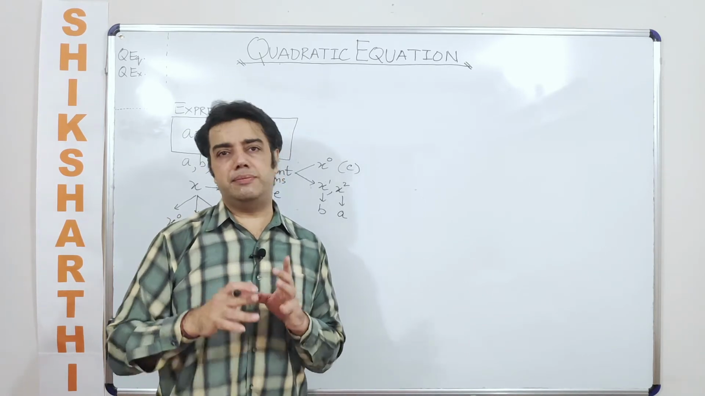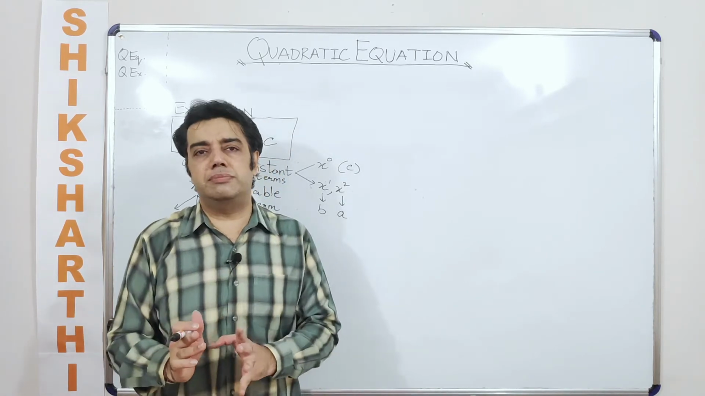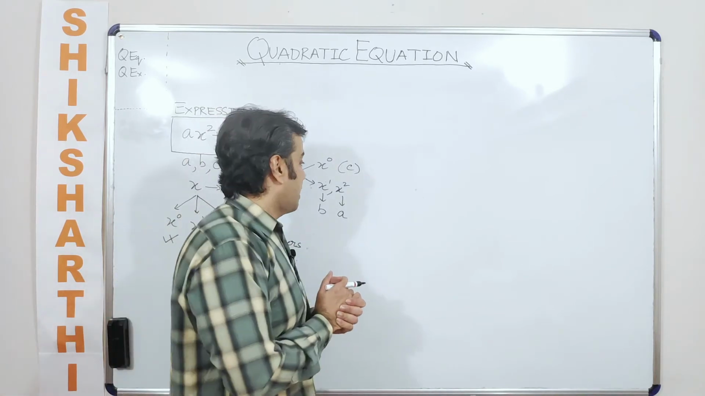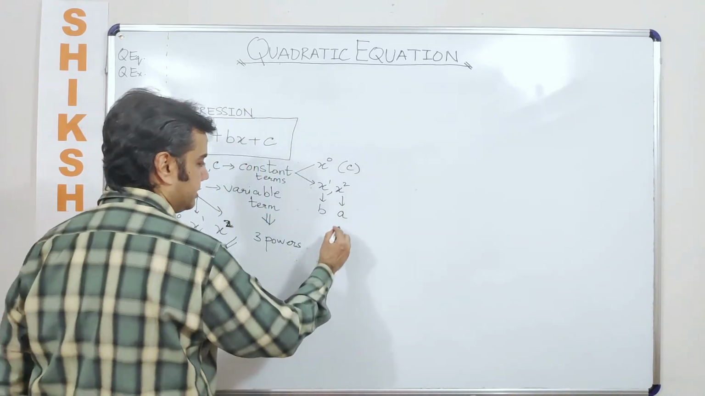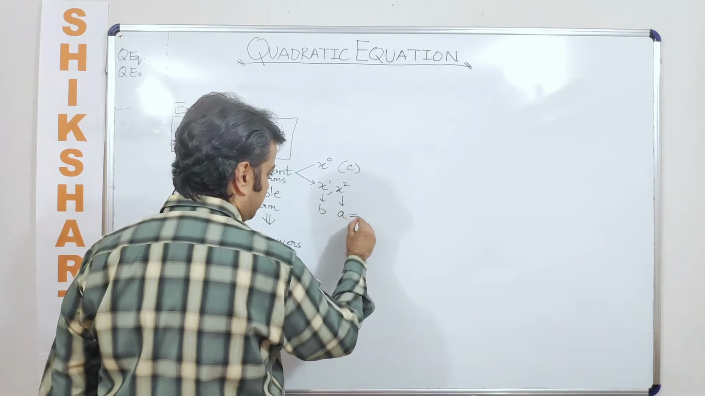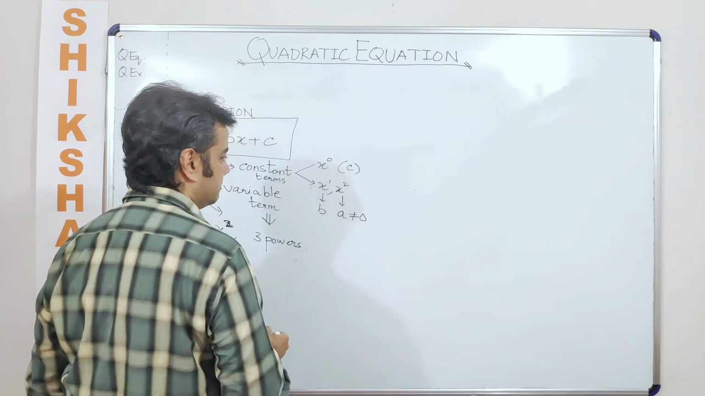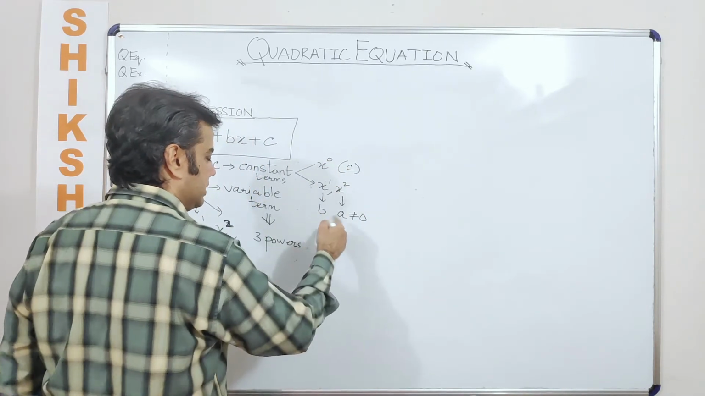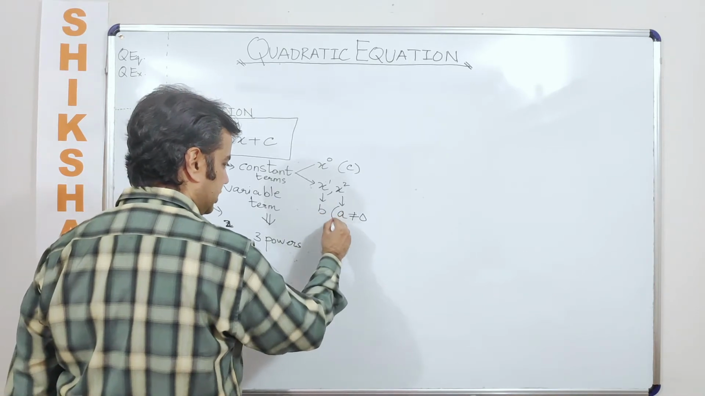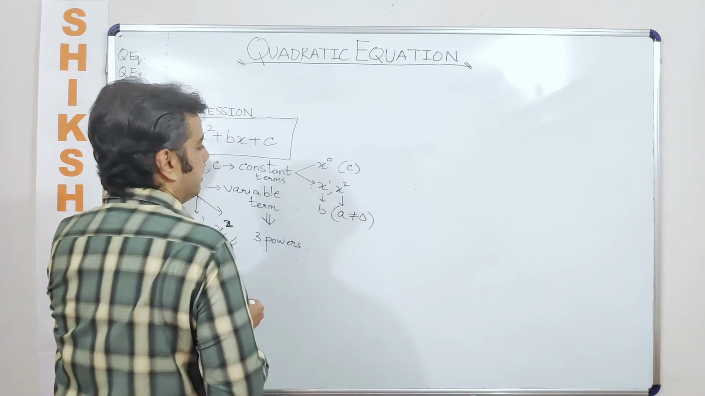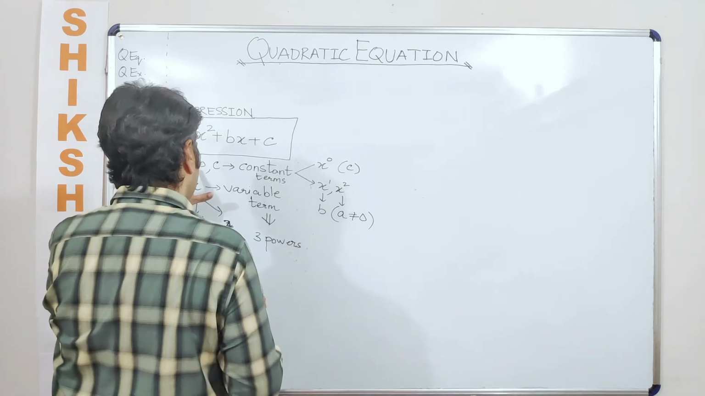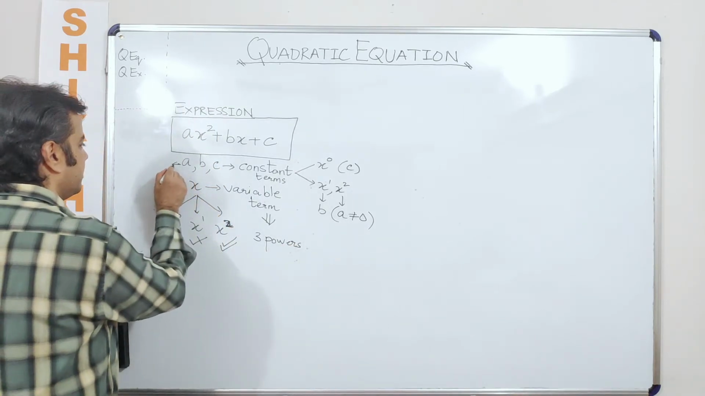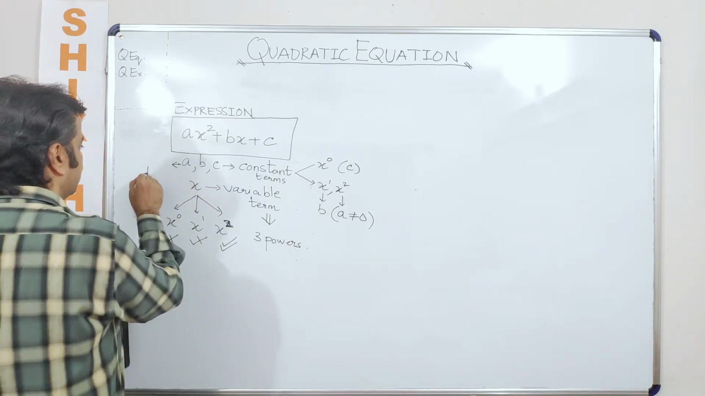So when I say numbers, they may be real numbers, they may be imaginary numbers, they can be any form of a number. But the point to be understood here is, this a cannot be equal to 0, right? So a cannot be equal to 0 in a quadratic expression. The rest, a, b, c, can take any number value.